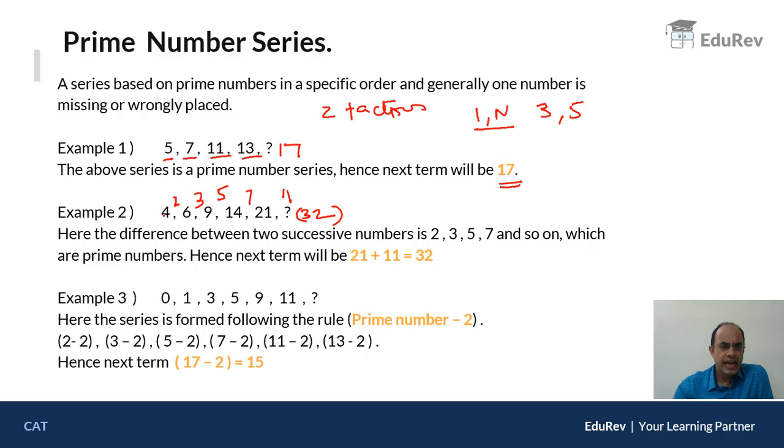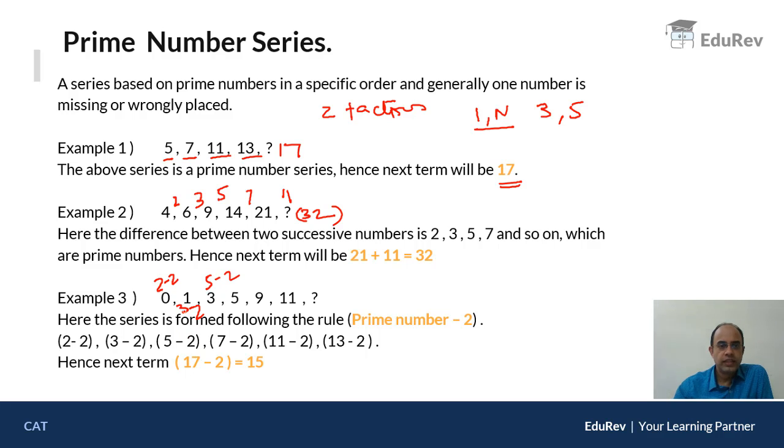We need to first understand series, practice some 20, 30 odd questions, and then it's a very easy topic from an examination point of view. Now let us take one more, a bit difficult example. It says 0, 1, 3, 5, 9, 11. Fine. Now suppose I can write this as 2 minus 2. One can be written as 3 minus 2. 3 can be written as 5 minus 2.